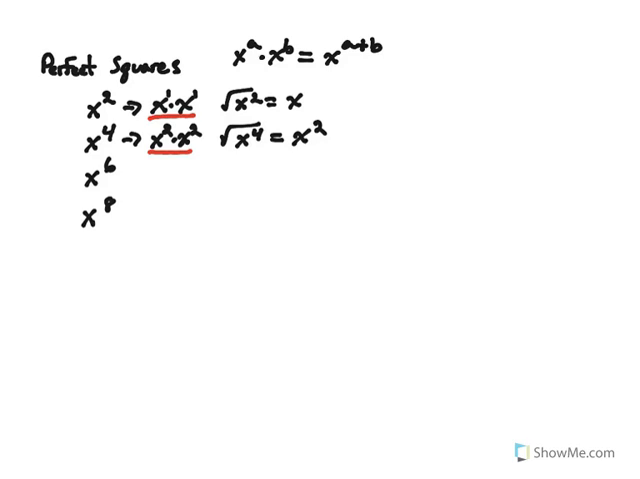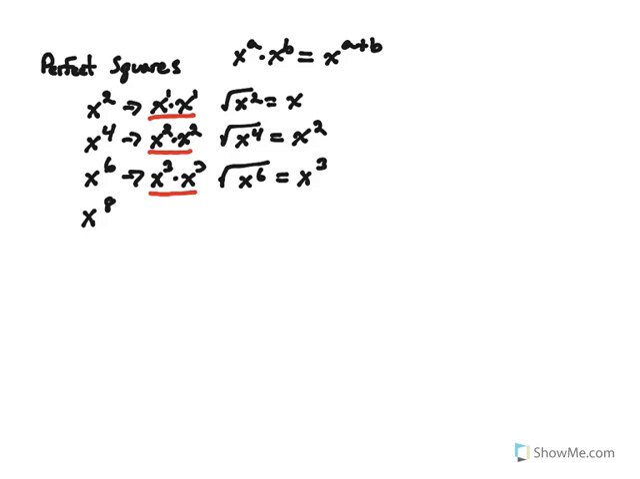Okay, so the square root of x to the 6th. Let's look at x to the 6th. X to the 6th breaks down as x cubed times x cubed. The square root of x to the 6th is x cubed because of this, x cubed times x cubed. If we look at the 3's for the exponents, we add them. 3 plus 3 is 6.